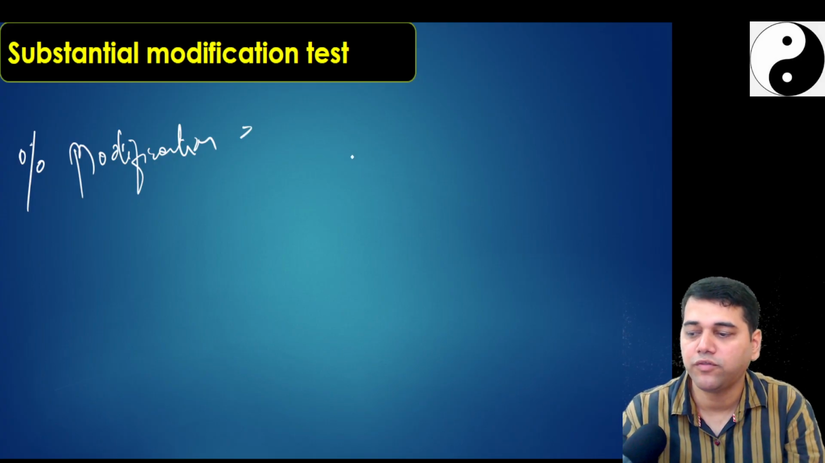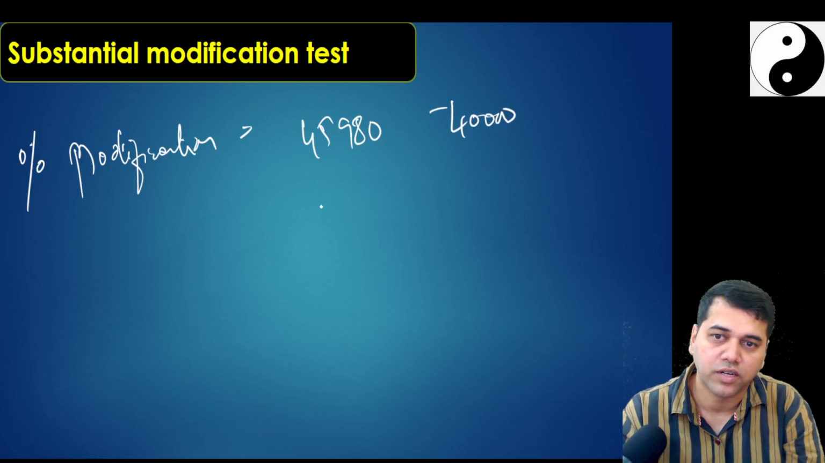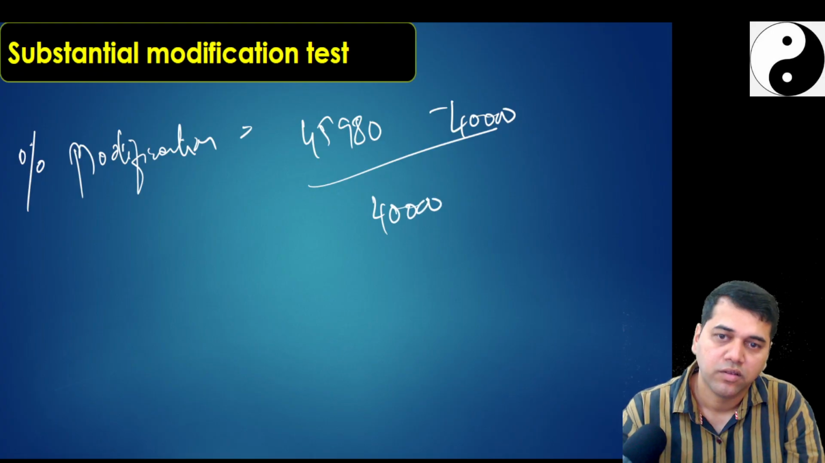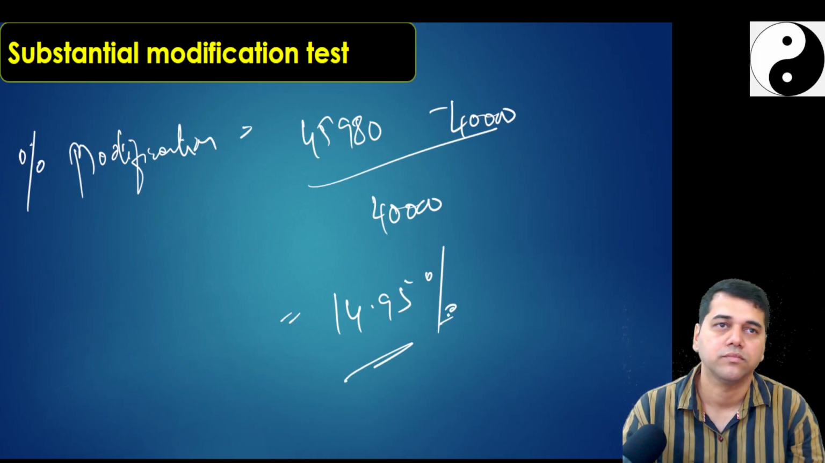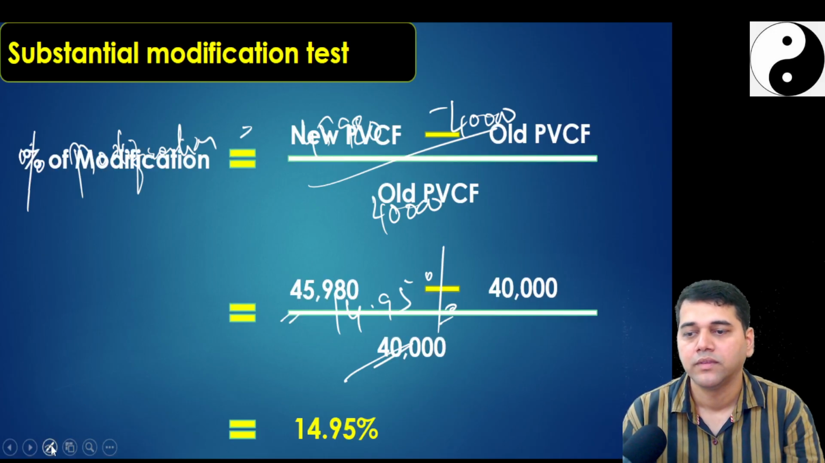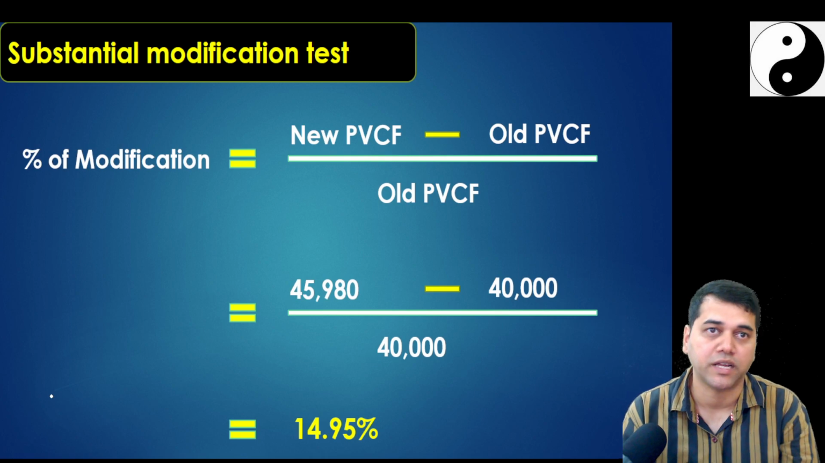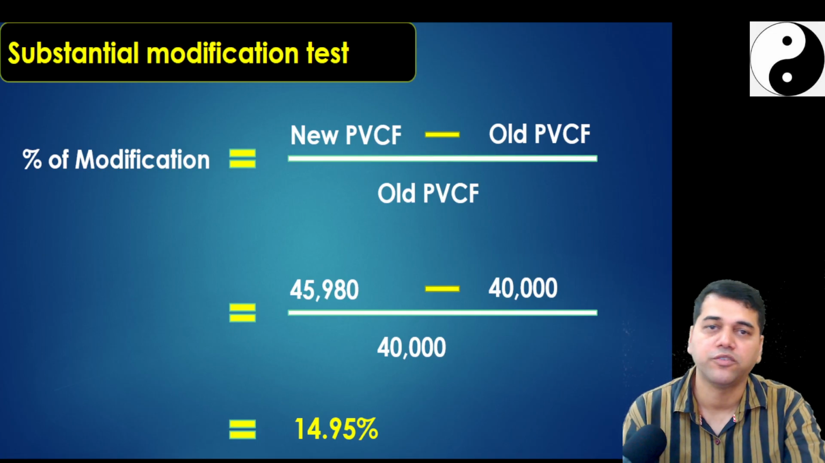New value is 45,980 minus 40,000 divided by 40,000, which gives you 14.95%. Substantial modification is applicable. That means I need to perform extinguishment accounting. Note. You have to write a note. I'll proceed further. Note.